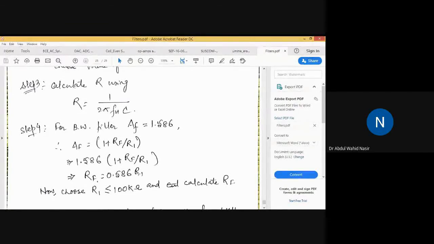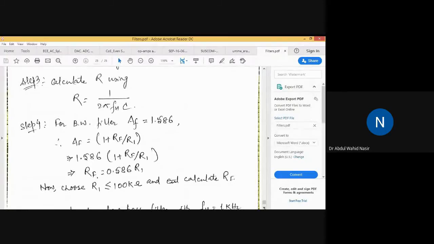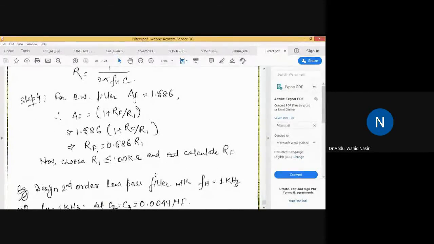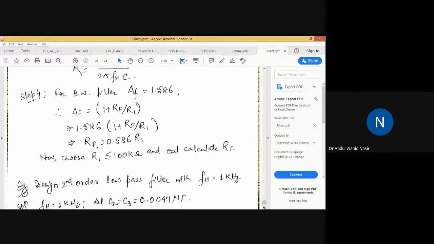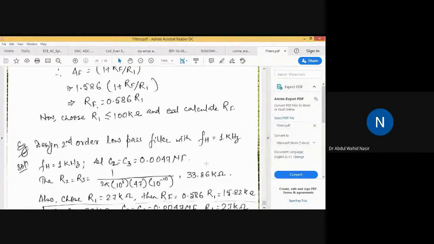Also, we have to choose R1 such that it is less than or equal to 100 kilo ohm. Once we choose the value of R1 as less than or equal to 100 kilo ohm, we can find RF easily using this relation. Now, see the problem. We designed the second order low pass filter with FH equal to 1 kilohertz. So FH is given as 1 kilohertz.